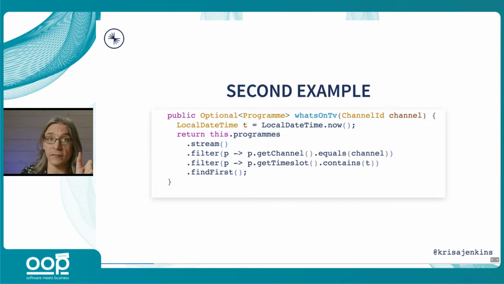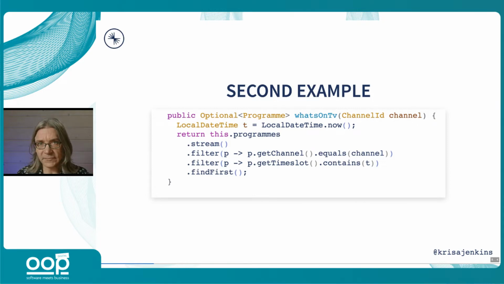One is our notion of now. Now is absolutely an input to the function, even though we haven't put it in the argument list, because it completely dictates the behavior of this code. And there's also this.programs, which is another hidden input. The value of this.programs will completely change what this returns. So those are real inputs.